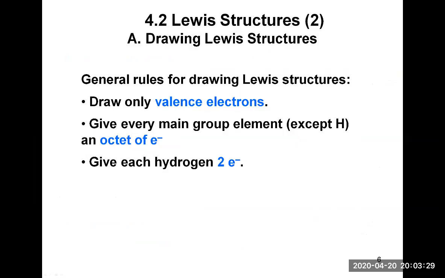So we will learn to draw Lewis structures, and the general rules to follow are that you want to draw only the valence electrons. The core electrons are omitted. You want to give every main group element an octet of electrons. There are exceptions here. Remember how hydrogen only wants a duet, but otherwise all the other atoms want an octet of electrons, which means 8 valence electrons around them. So hydrogen will only want 2 electrons around it.